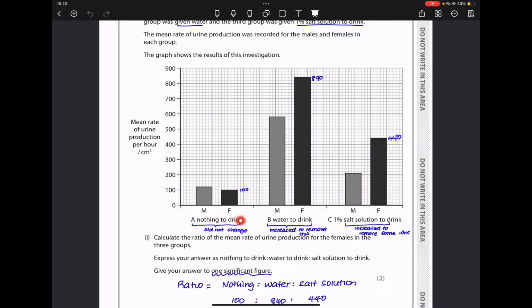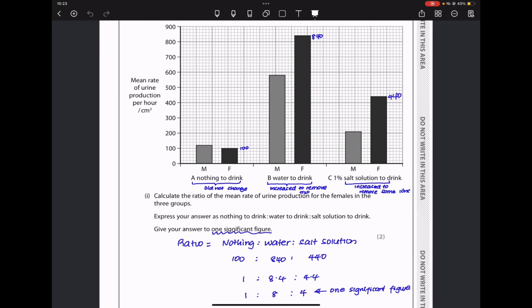Those given nothing to drink produce less urine. Those given water to drink produce more urine because, of course, water diluted the water potential of the blood. And then those given 1% salt solution produce more urine than those who had nothing to drink. Again, the salt solution contains some water that caused a higher water potential within the blood, and some water had to be removed.